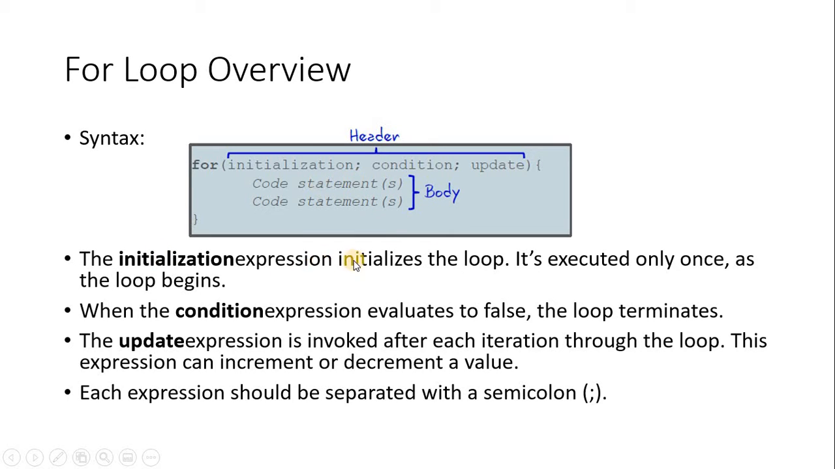The initialization expression is the one which begins a loop. Based on the initialization only the loop begins, and until the condition evaluates to false, the loop will be performed. The loop will be terminated if the condition evaluates to false. The update expression is executed every time the loop goes to the next level, either by incrementing or decrementing the value. So this is the syntax of the for loop.